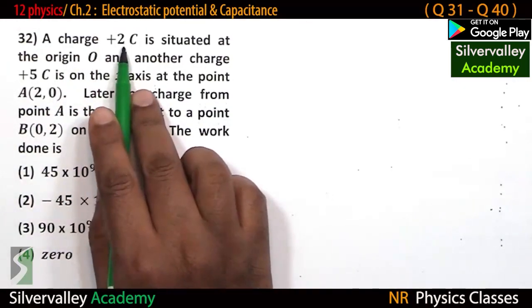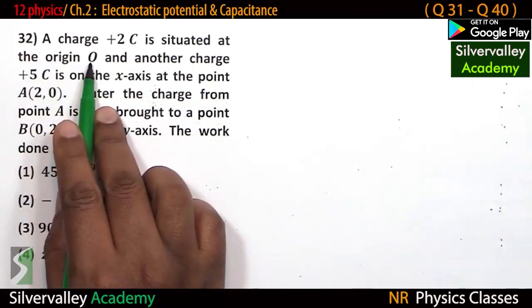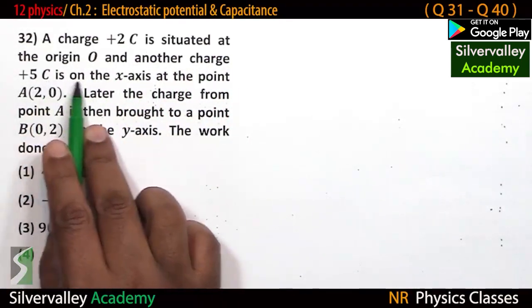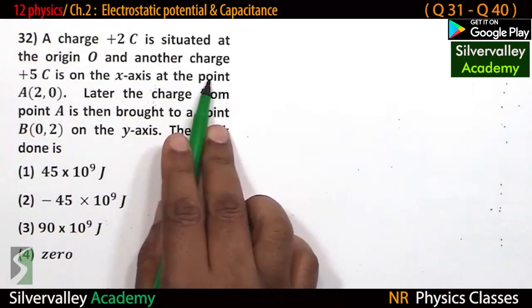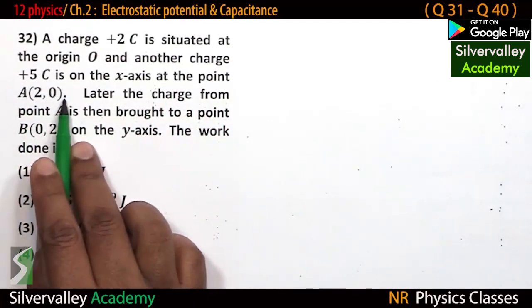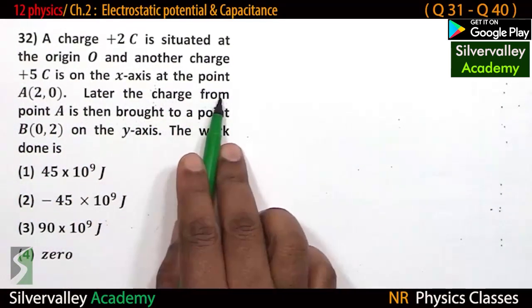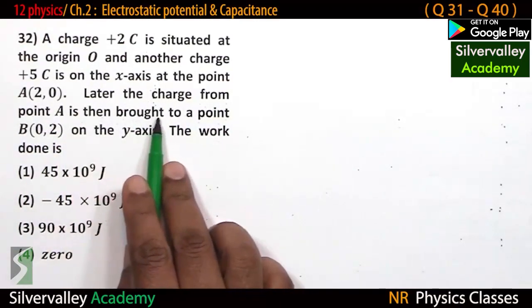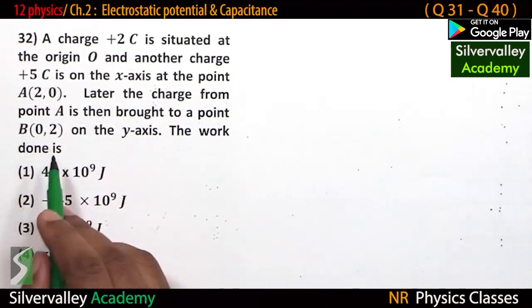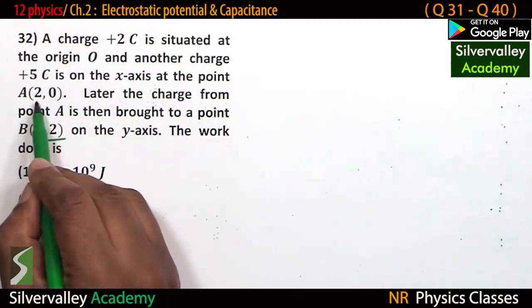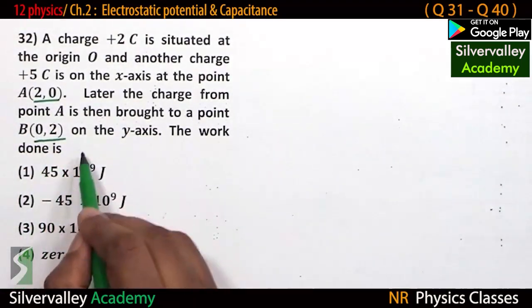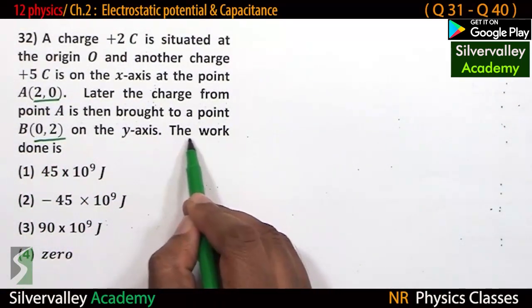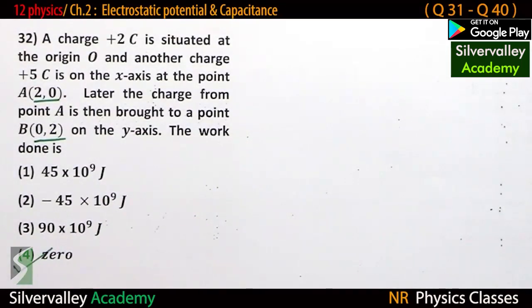A charge 2 coulomb is situated at the origin, and another charge 5 coulomb is on the x-axis at the point A (2, 0). Later, the charge from point A is brought to a point B (0, 2) on the y-axis. The work done is 0.